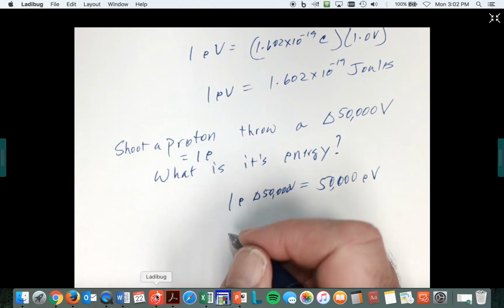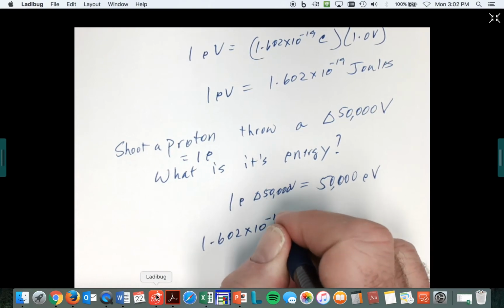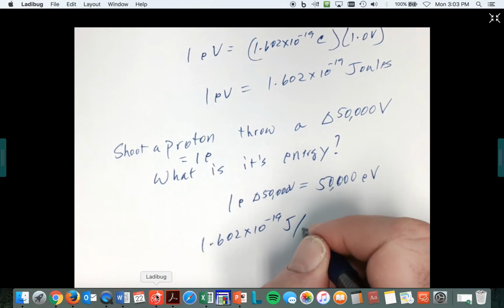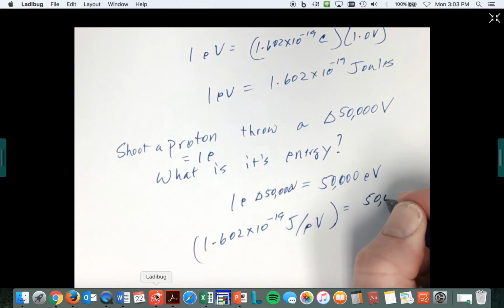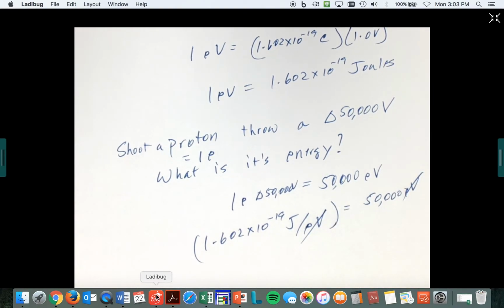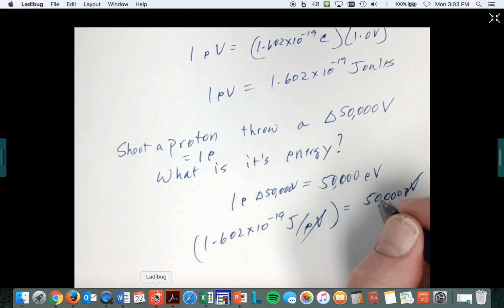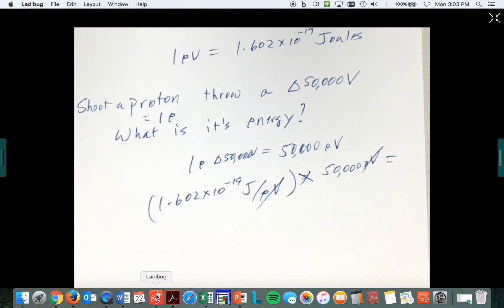The actual joules of it, to convert that to joules, I have to multiply by 1.602 times 10 to the negative 19 joules per 1 electron volt, times 50,000 electron volts. The electron volts cancel. This calculation is very difficult for people, very, very difficult, especially when they don't have a calculator, like I'm scrambling for now. But here we go. So here's what it looks like.